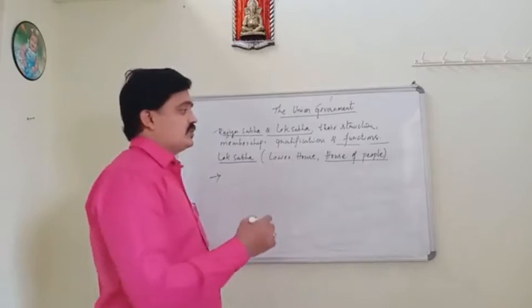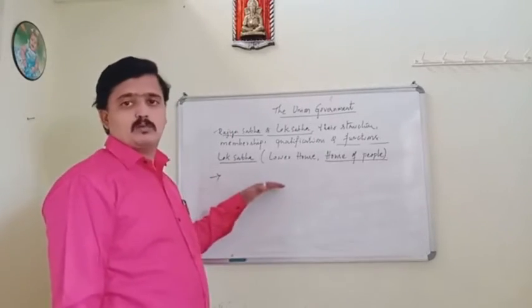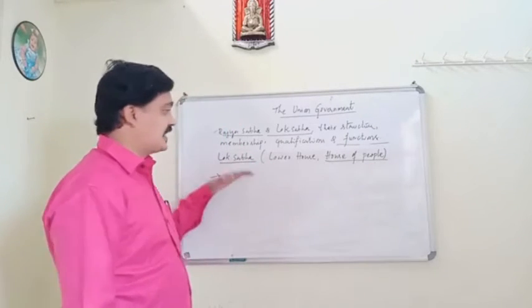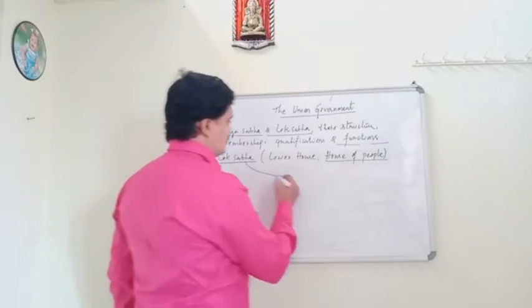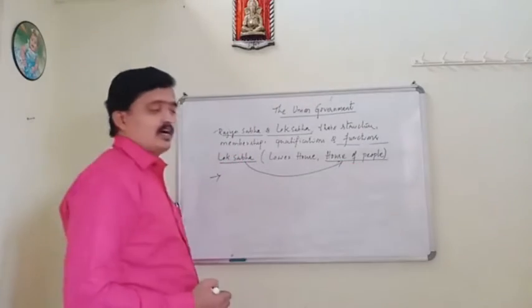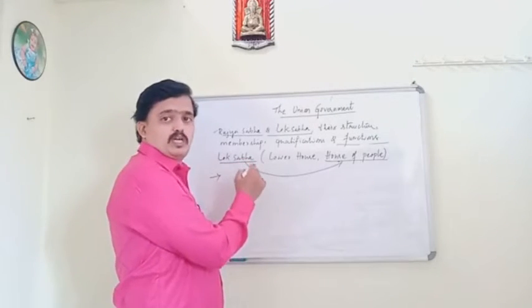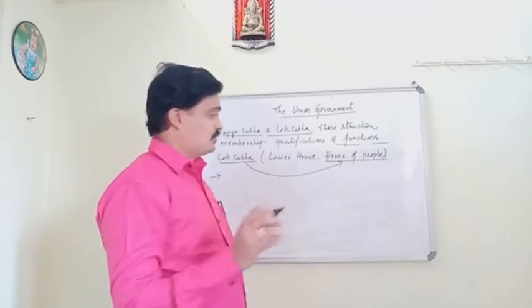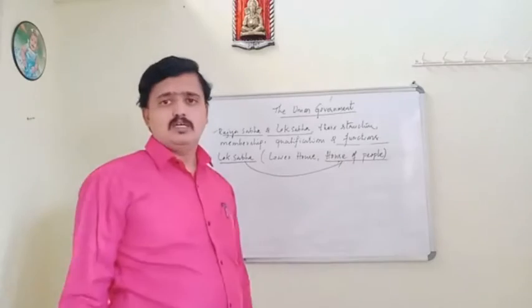Why is it called the house of the people? Because the members of the Lok Sabha are elected by the people. They are directly elected by the people. Because of this reason, Lok Sabha is called house of people, because the members of the Lok Sabha are directly elected by the people.